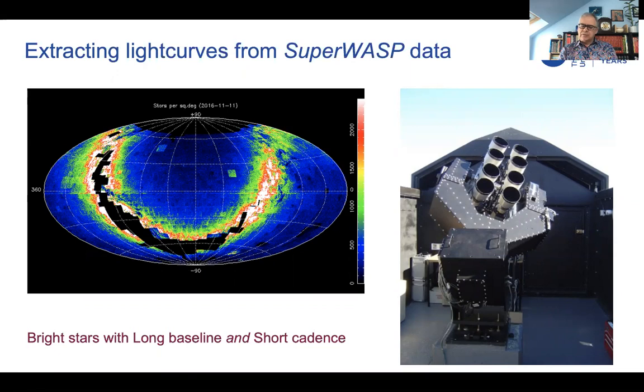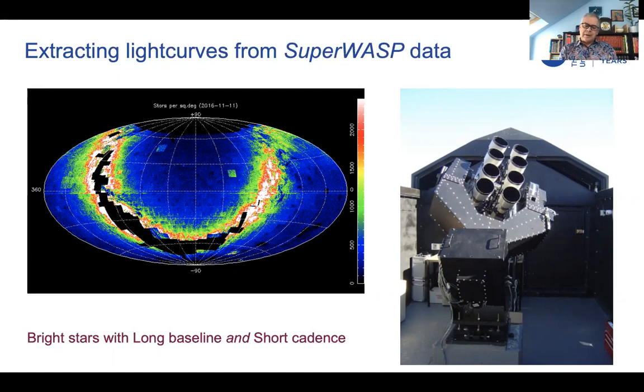Each of these cameras is rather small, about 14 centimeters in diameter aperture, but has a very wide field of view, typically about 8 degrees across. That's 16 times the diameter of the full moon. So with the 8 telescopes observing together, we cover an area of sky about 500 square degrees, which means in a single snapshot, we can capture an image of many hundreds of thousands of stars.